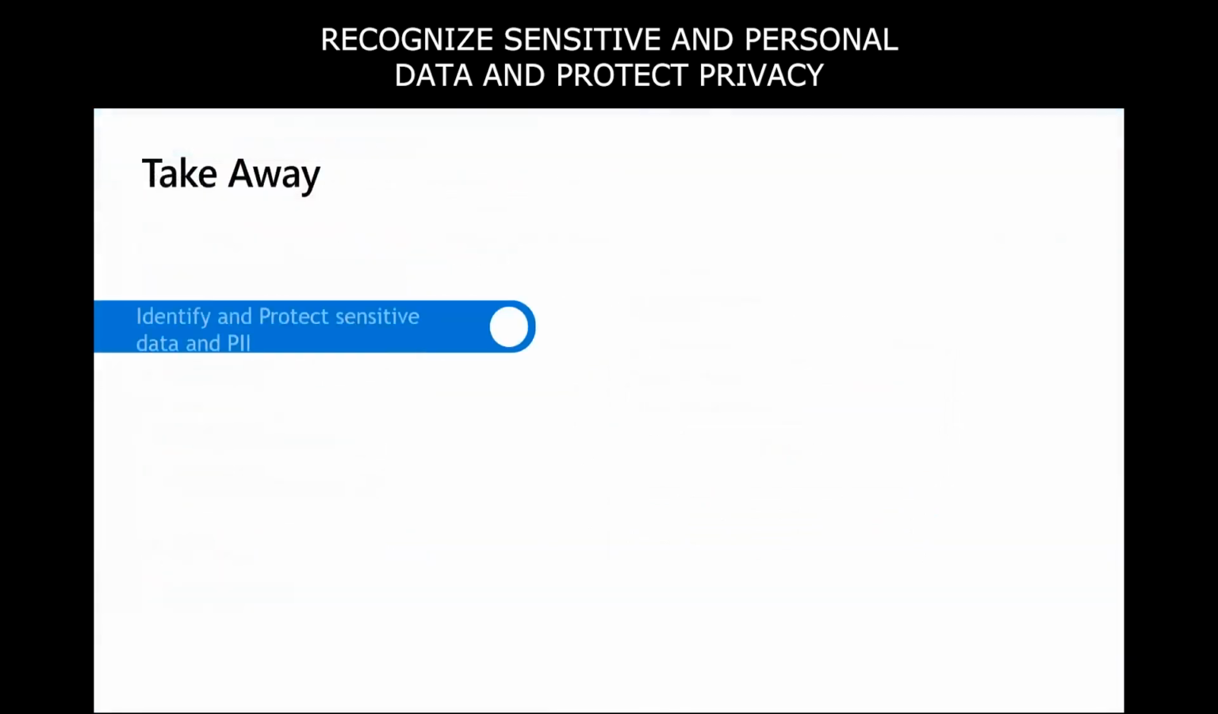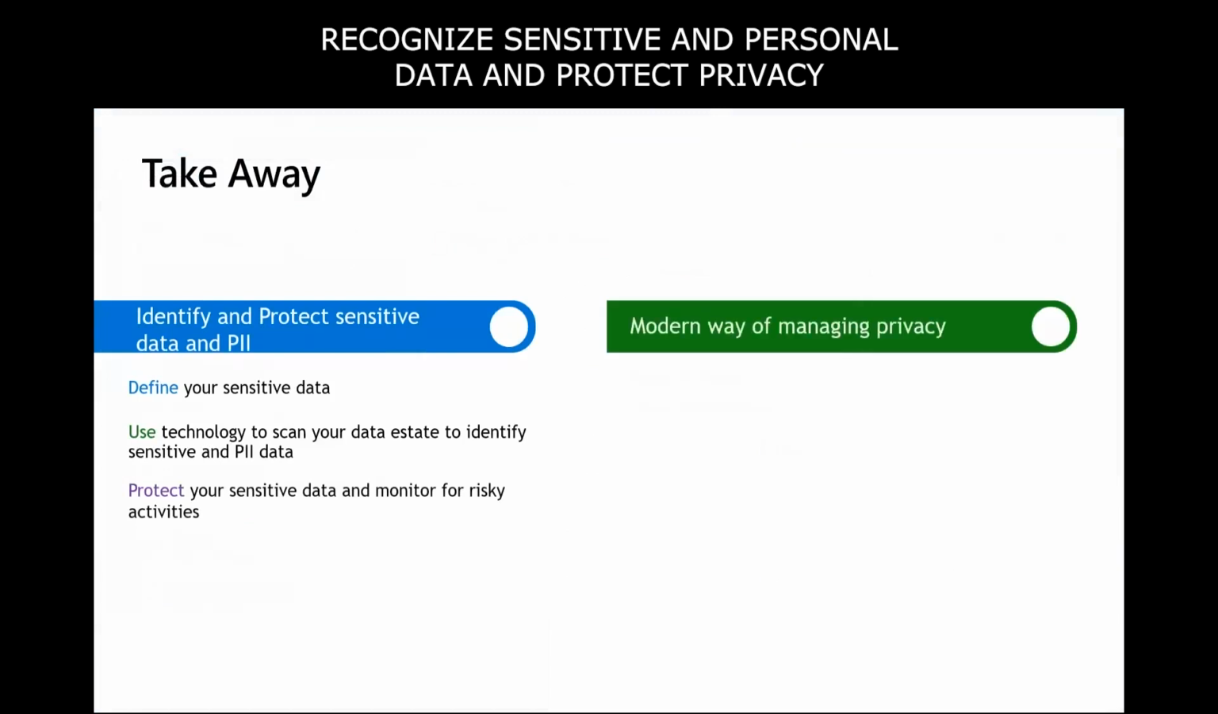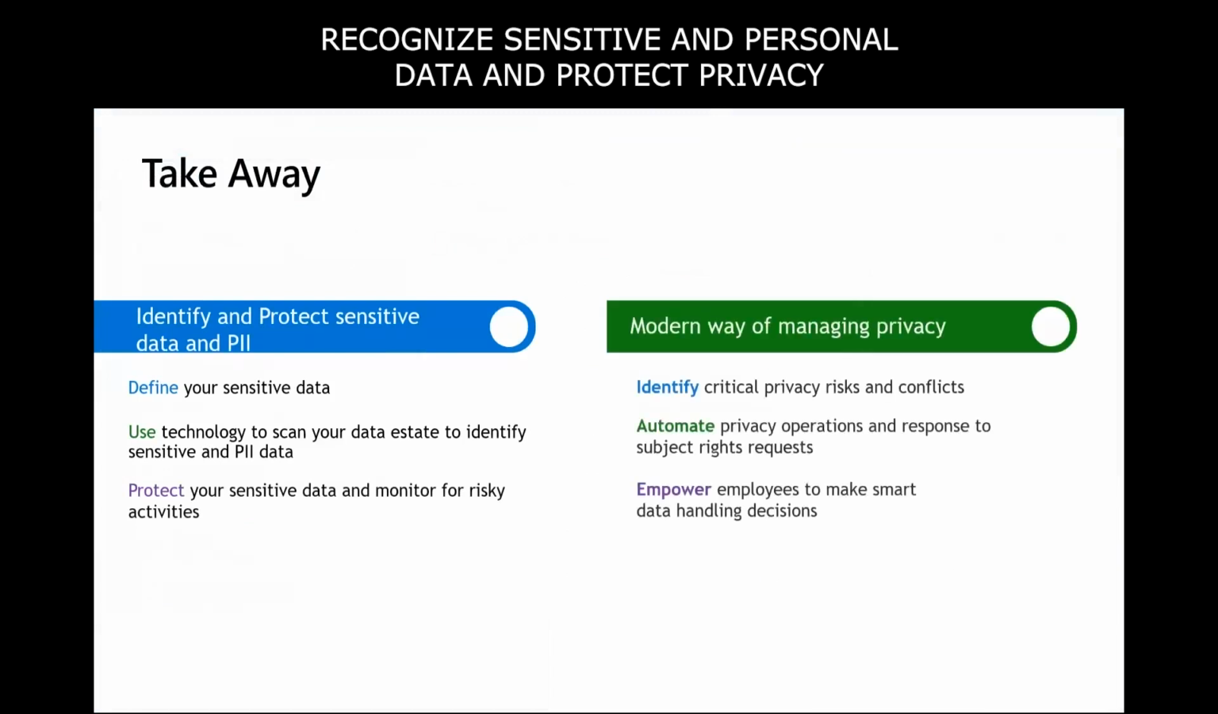So the takeaway for this session. The first takeaway is identify and protect your sensitive data and PII. First, define your sensitive data, talking to all the business organizations, sitting together, defining your sensitive data, and then use technology to scan your data estate to identify those sensitive and PII data and protect them accordingly. The other side is the modern way. Again, identify your critical privacy risks and conflicts, automate those privacy operations, and empower your employees to make smart data handling decisions, right?